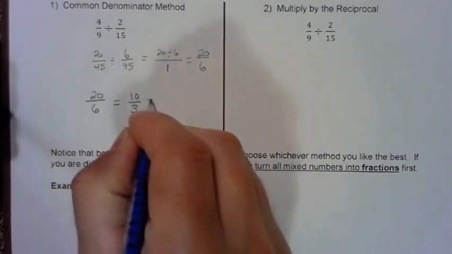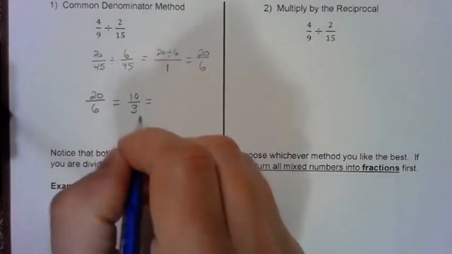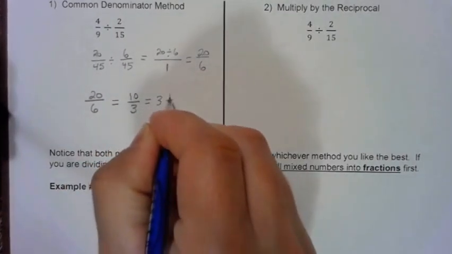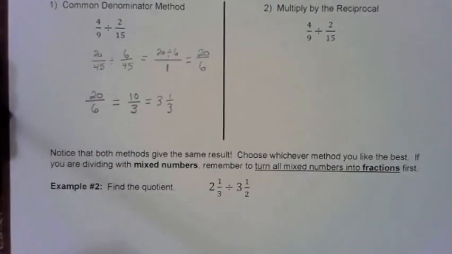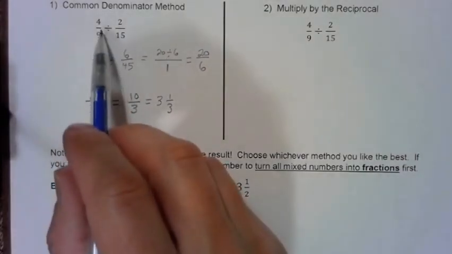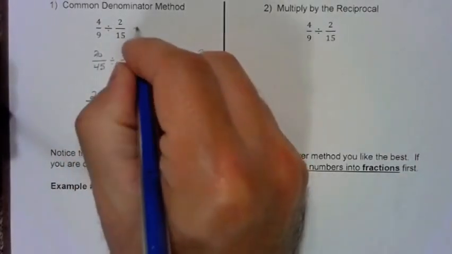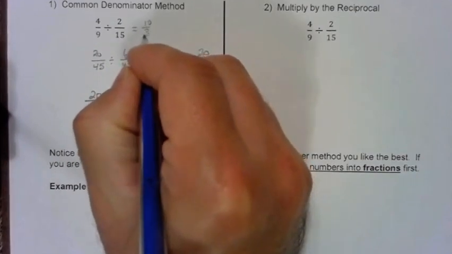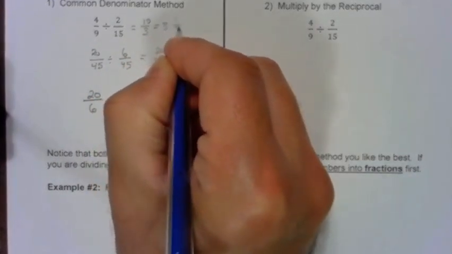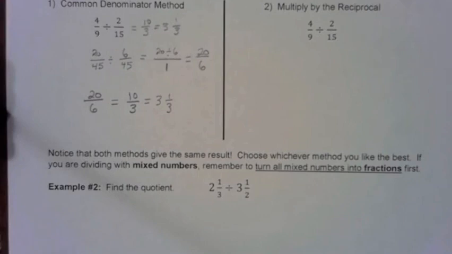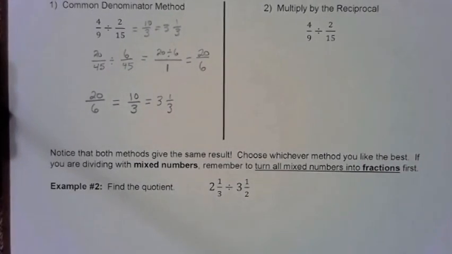You could also change it into a mixed number. 3 goes into 10 3 times with 1/3 left over. All right, so the quotient to this problem, 4/9 divided by 2/15, is either 10/3 or 3 1/3. All right, so that's using your common denominator method.